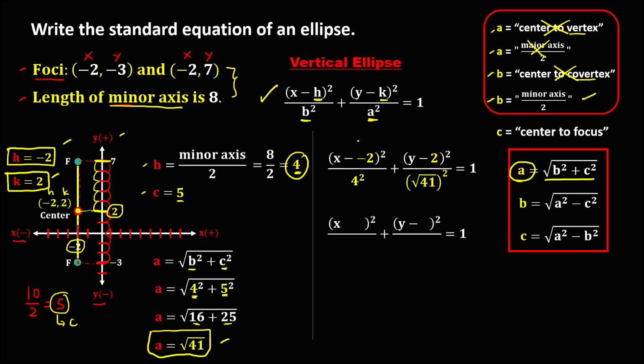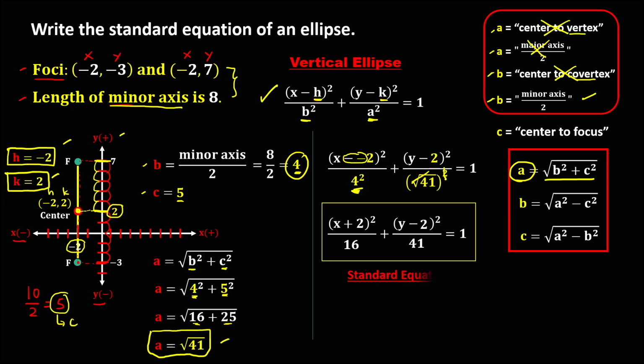Then to simplify, this double negative becomes positive, so x plus 2 squared, then y minus 2, then for this 4 squared, this one is 16, and the square root of 41 to the power 2, we just cancel the radical, so this is 41. So this is now the standard equation for this ellipse.